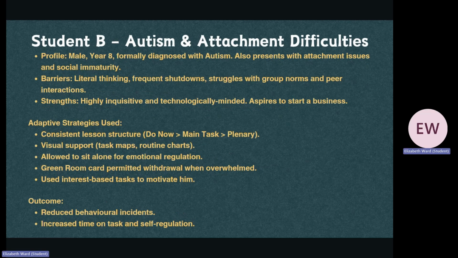Student B is in Year 8 and has a formal diagnosis of autism alongside attachment-related issues. He is highly inquisitive, but classroom participation is inconsistent. Suggested supports included structured lessons, visual task maps, and a green room card for emotional regulation. Despite these, he often refused to begin tasks, disrupted others by making noise, or left the room. He usually worked with one peer, but their relationship sometimes contributed to tensions with other classmates.